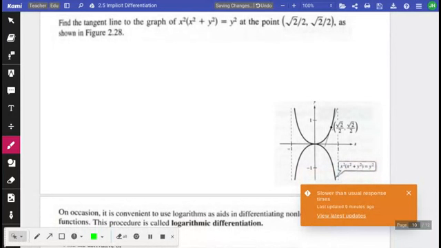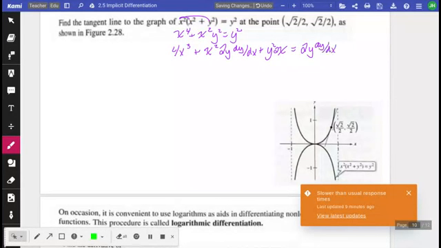So first off, I think it would most likely be simpler if we were to distribute that x squared through here so that we had x to the fourth plus x squared y squared equals y squared. And then we can derive it. We have 4x cubed. We will have to product rule this x squared y squared, so we'll do 1 d2 plus 2 d1 equals, and then the derivative of y squared is 2y dy over dx.